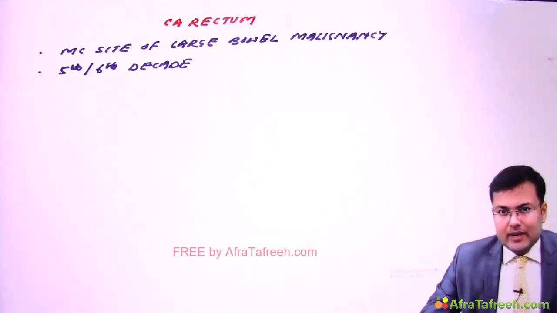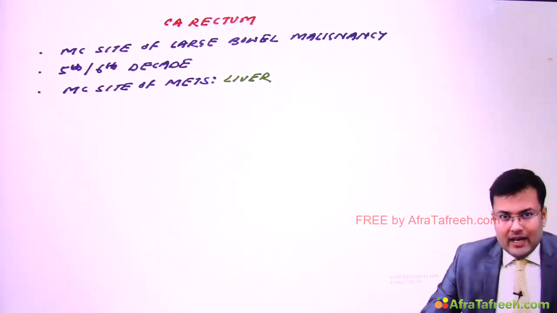We discussed that in GI malignancies having hematogenous spread, the most common site of metastasis is the liver. So here also there is hematogenous spread, and the most common site of metastasis is the liver, right? Like carcinoma colon, in carcinoma rectum also the chemotherapy regimen is the same, and that is FOLFOX4. So what's the chemotherapy regimen given here? It's FOLFOX4.